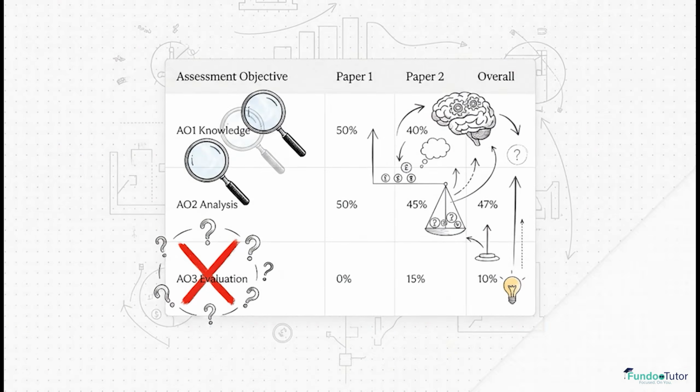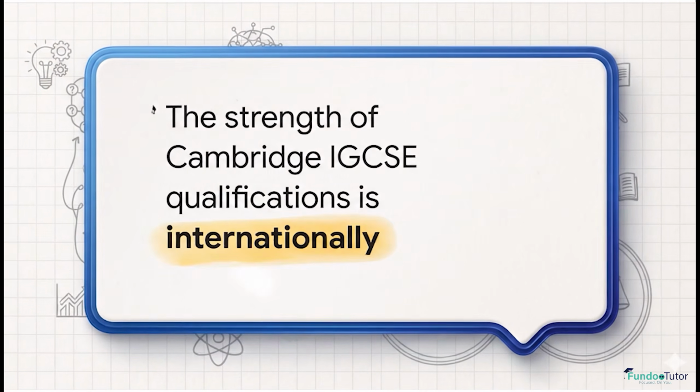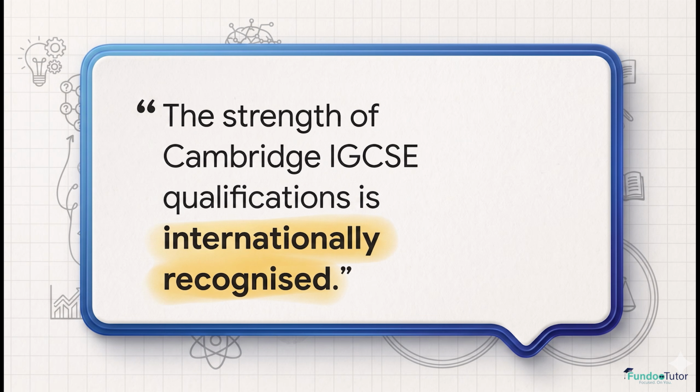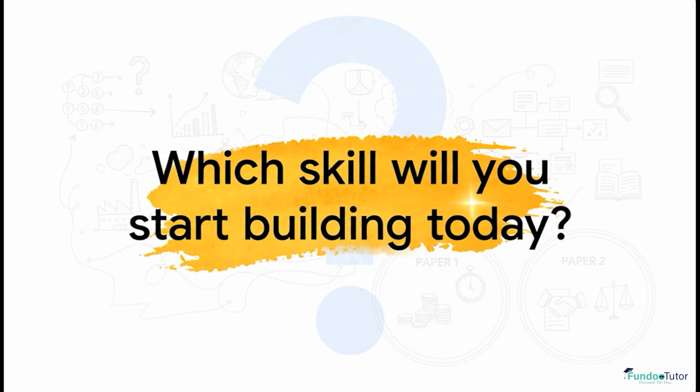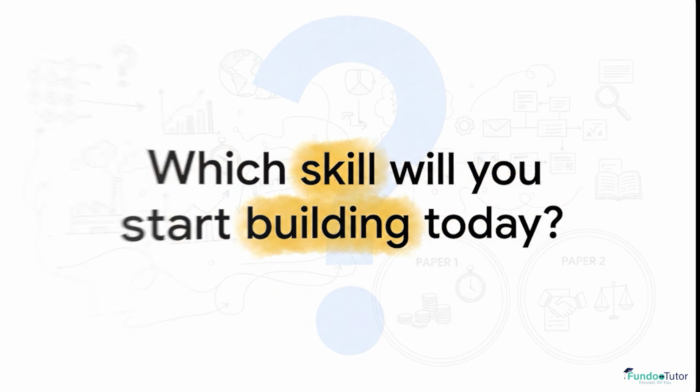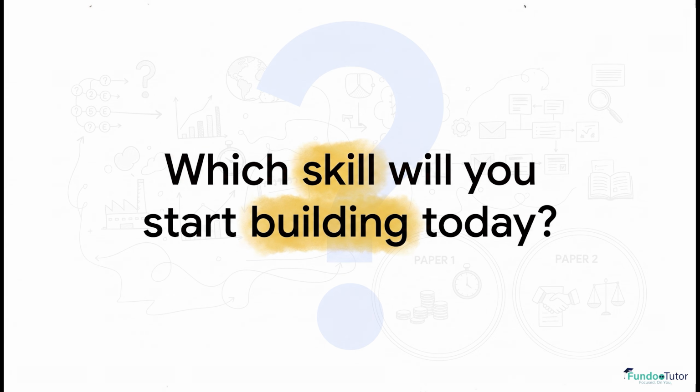So, as you prepare, just keep this in mind. Getting this qualification isn't just about memorizing a bunch of facts. It's about learning to think like an economist, to apply your knowledge, analyze tricky situations, and evaluate the best way forward. With this blueprint in your hands, the power is all yours. So what's it going to be? Are you going to start by locking down those definitions? Or maybe practice your data analysis skills? Or will you jump right in and start honing your evaluation of economic arguments? The choice you make today can absolutely define your success tomorrow.